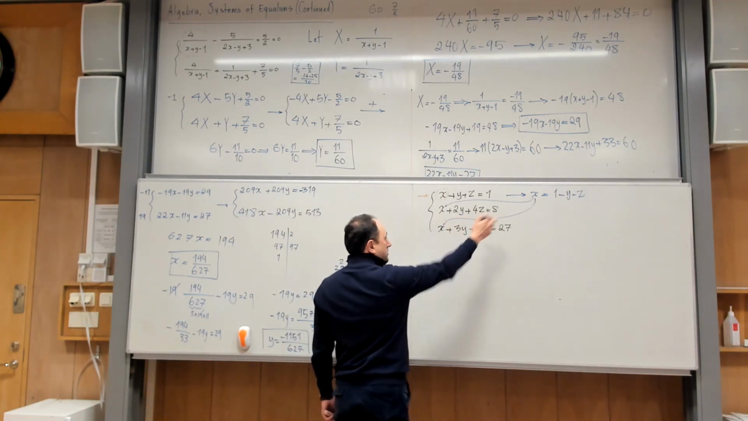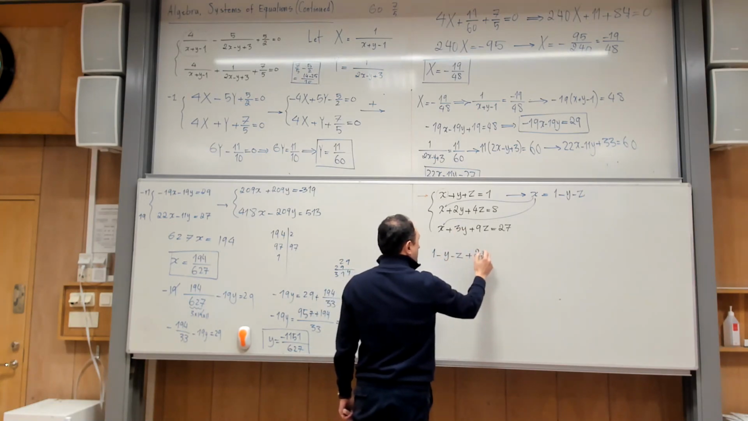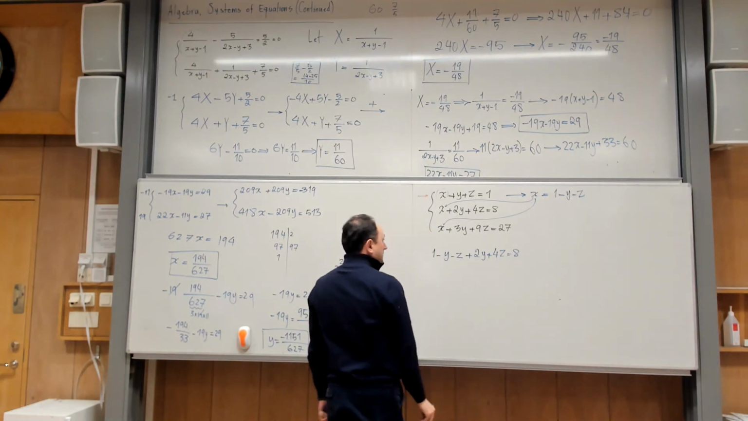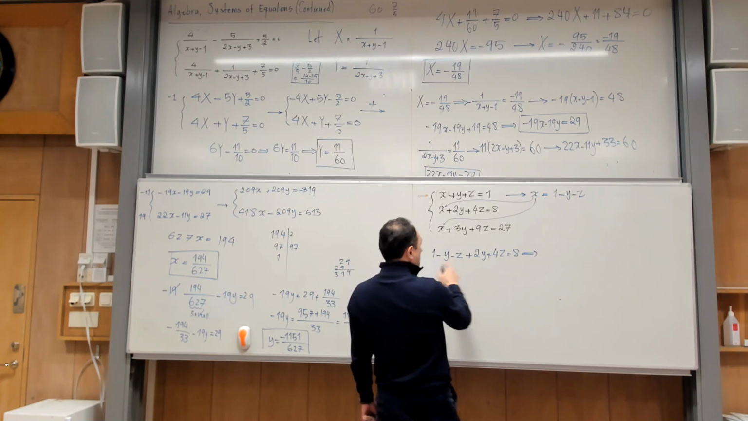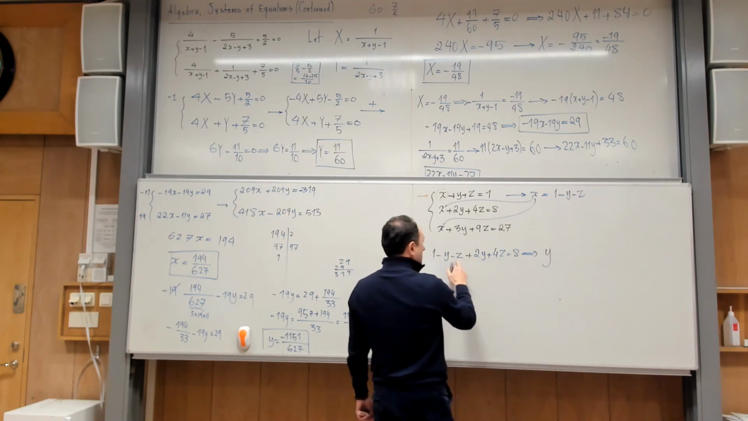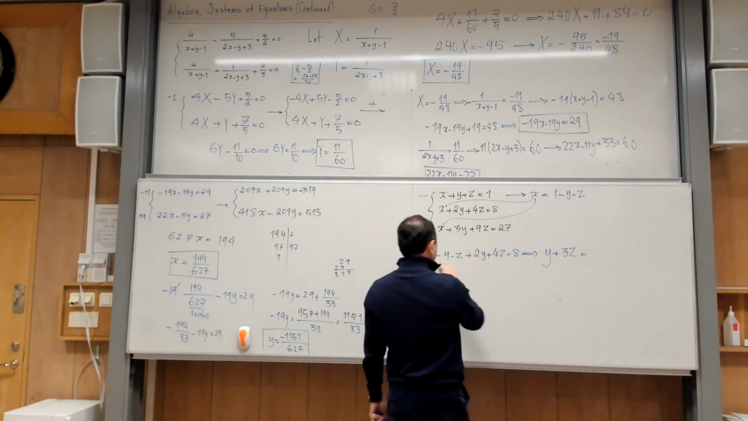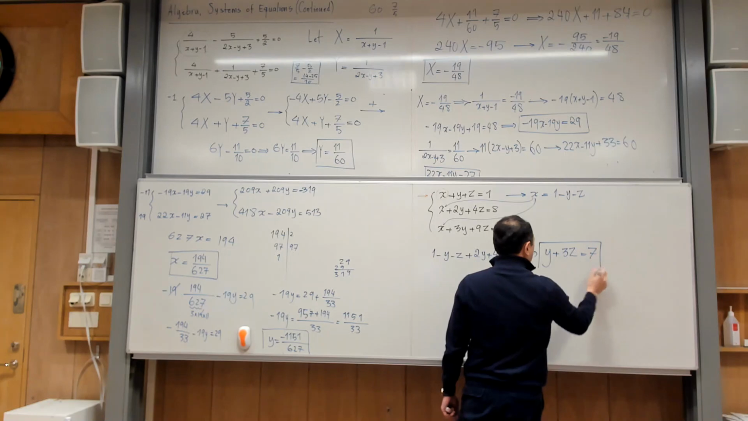If instead of X I put 1 minus Y minus Z, then I will have plus 2Y plus 4Z equals 8. And I simplify that a little bit. So 2Y minus Y is just Y. Minus Z plus 4Z is 3Z, and then I have 8, I move 1 to the other side, it becomes 7. So that is one equation.